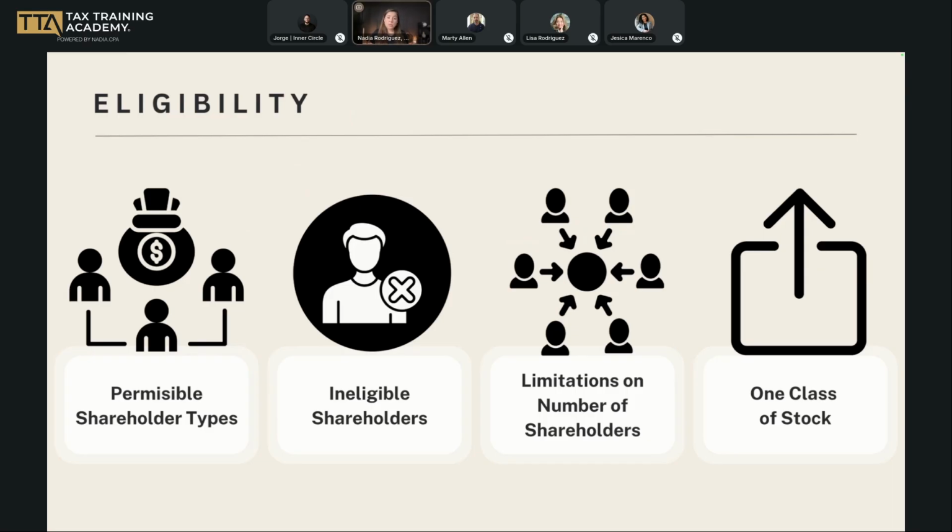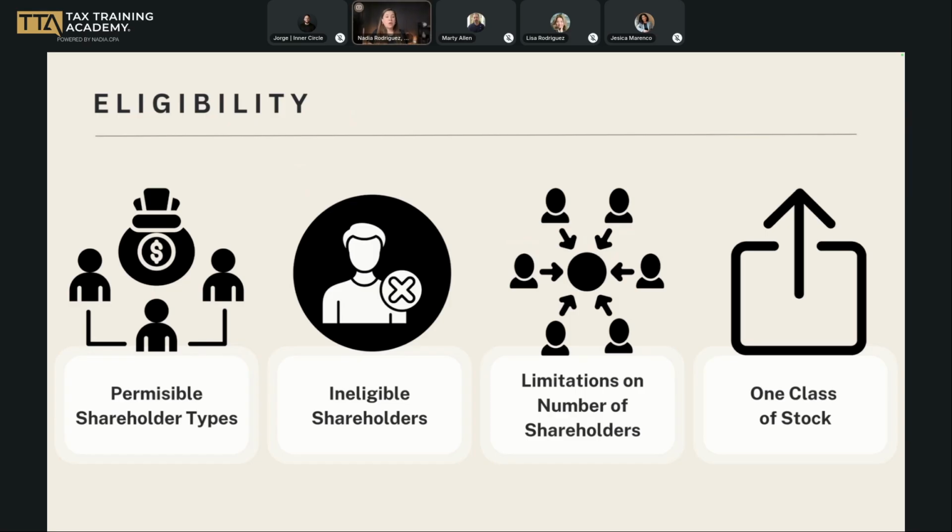Other types of eligible permissible owners of the LLC or the business entity are a trust or an estate. Then we can also elect to become an S corporation. We have a rule that you cannot have more than 100 shareholders in an S corporation.